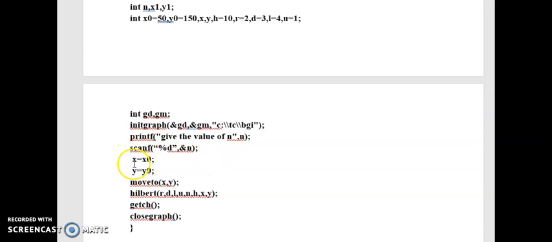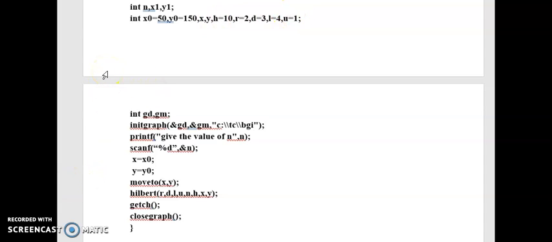Then we assign x equals x0 and y equals y0, so x will be 50 and y will be 150. Then moveto x, y means the pointer will move to coordinate x, y, which is 50, 150. Next we call the Hilbert function, passing r, d, l, u and h, x, y. All the values are provided here.